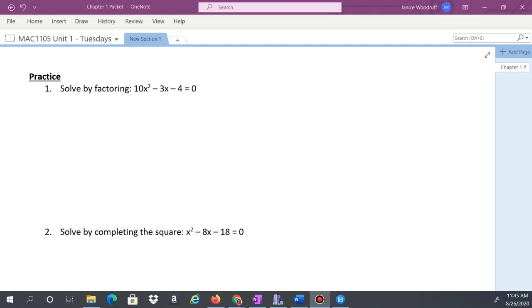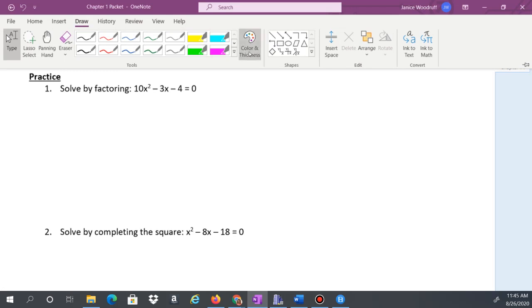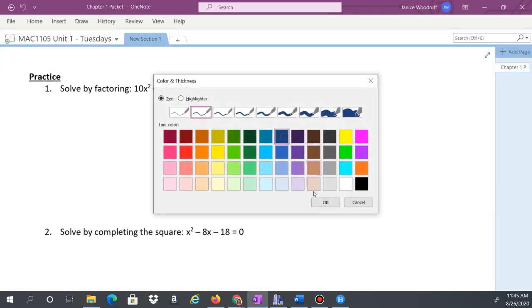Okay, so first one we're going to factor. I'm going to factor using the mistake method if you did the quadratic formula. Or if you did the other method of factoring, the diamond method, that's fine as well. I just like the mistake method because it's simple.